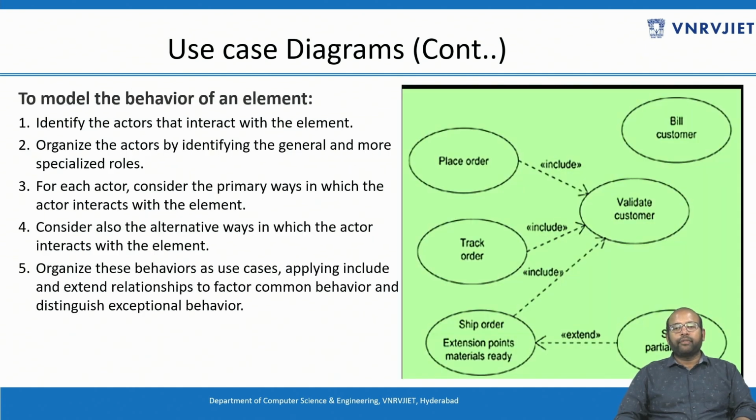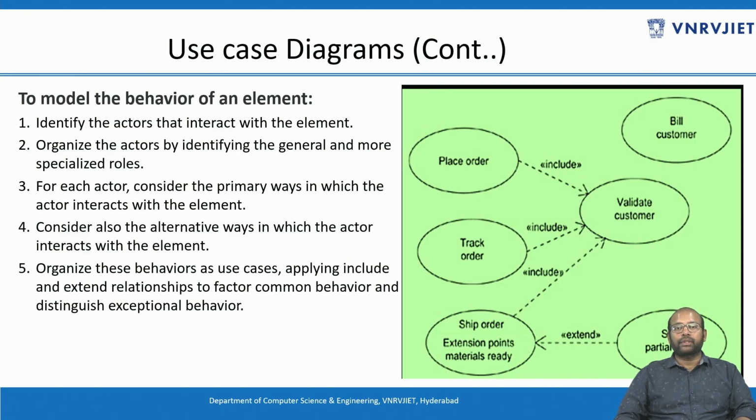Then, this is the final representation of the use case diagram, how to model the behavior of an element. A use case diagram consists of use cases and their relationships, and the include and extend stereotypes, all of which will be represented. First, we need to identify the actors who are going to interact with this system, and organize all those actors with simple names or specialized names. Then for each actor, consider the primary ways in which the actor interacts with the element. Is it a direct connection or an indirect connection?